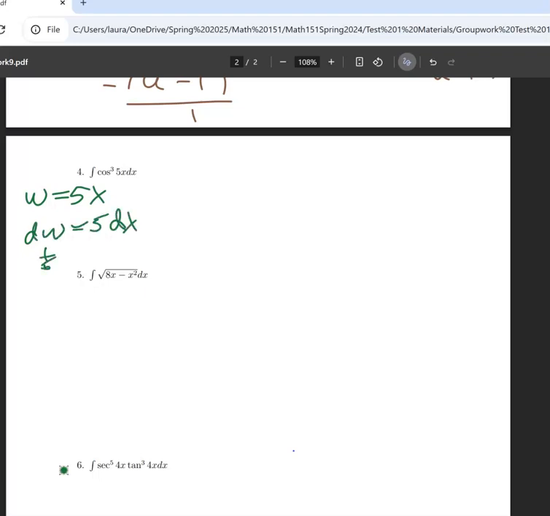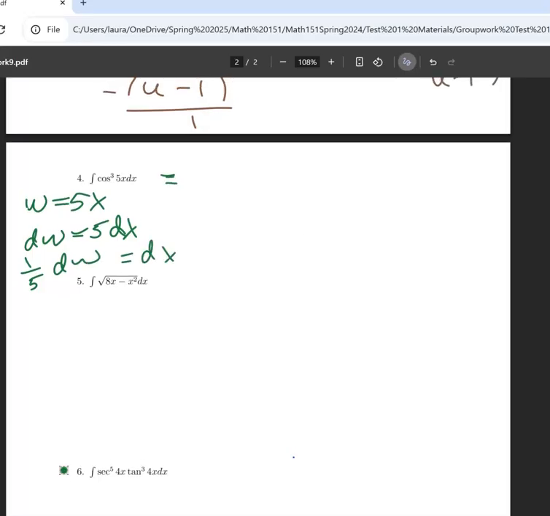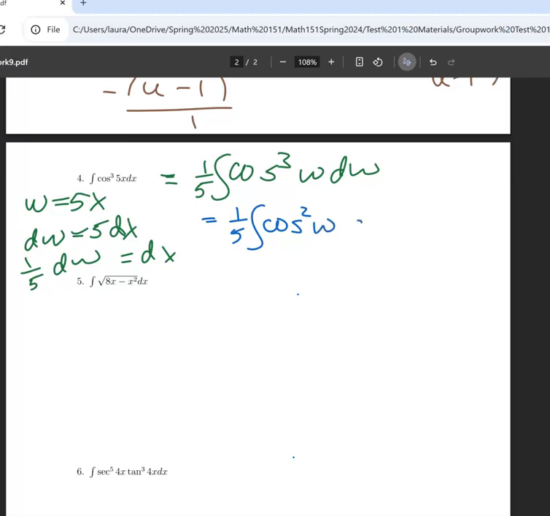So I get 1/5. Sorry, that's really messy. 1/5, dw equals dx. So then I'm going to say this is 1/5 cosine cubed of w dw. I chose the letter w because now you are ready to do your good du. You're ready to find the good du by peeling off a cosine.